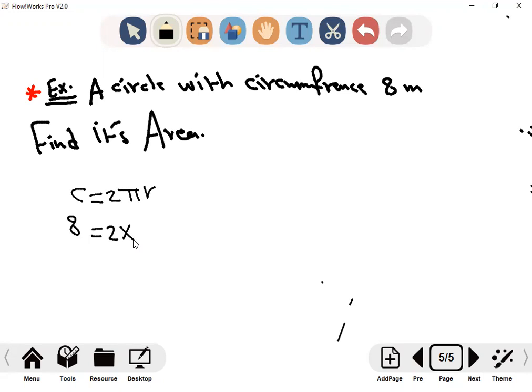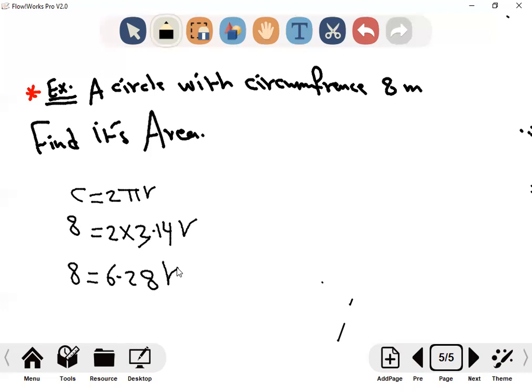The pi, 3.14, and the r comes down. The unknown thing here is the radius. So let's find the radius. 8 equals 2 times 3.14, how much? 6.28 r.